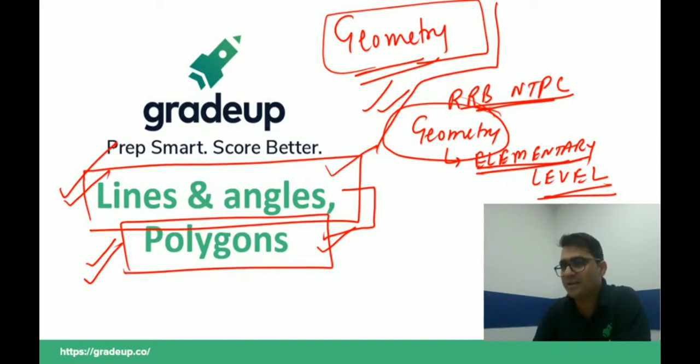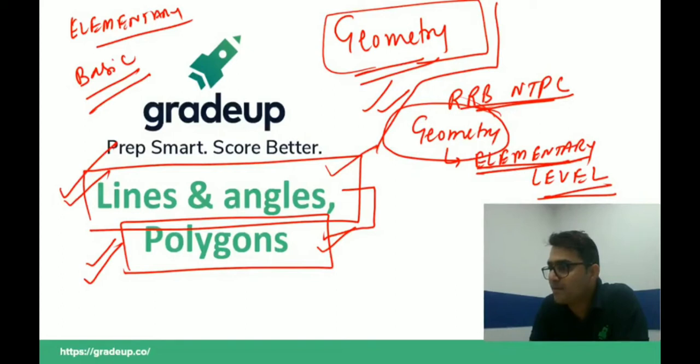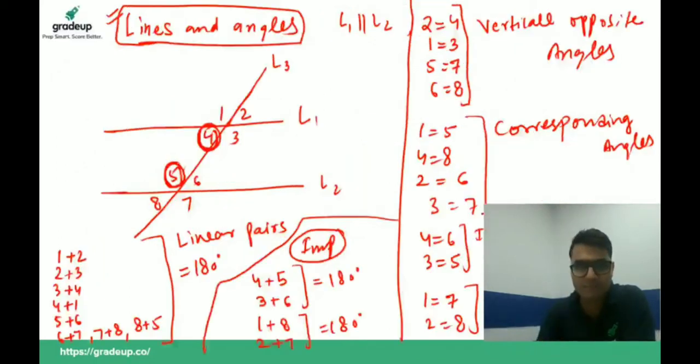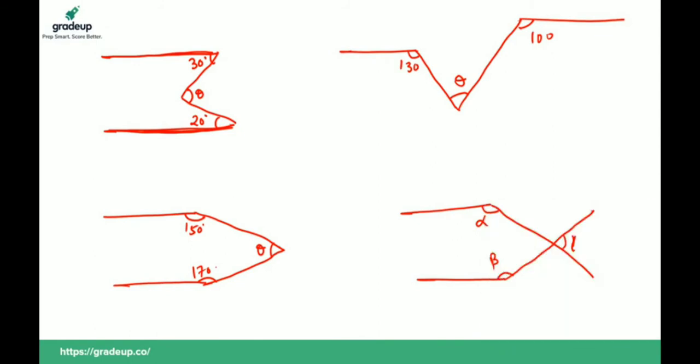So guys, geometry is of elementary level. That means very basic questions will be asked in your geometry topic, because in the RRB NTPC examination, arithmetic is important. Arithmetic is more important than advanced mathematics in your RRB NTPC examination. Yes guys, please try to solve these questions and give the answer in the comment box.